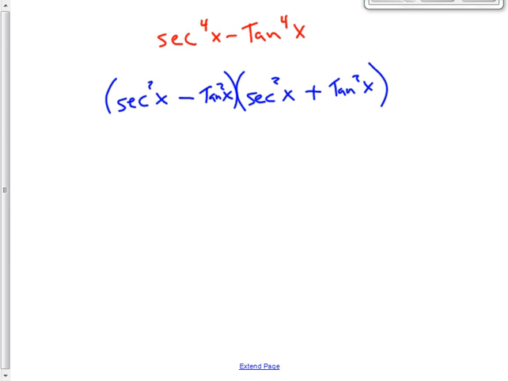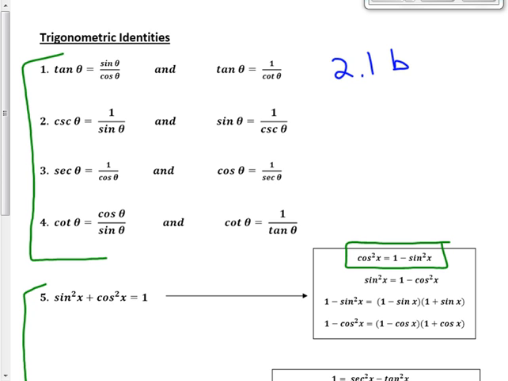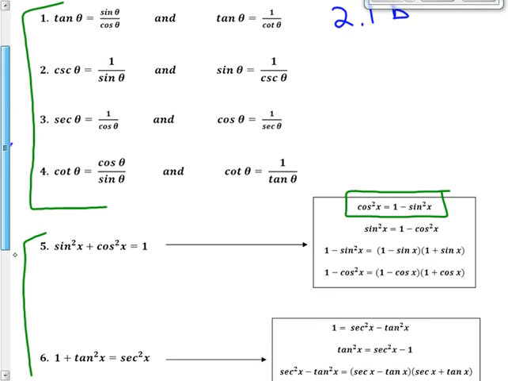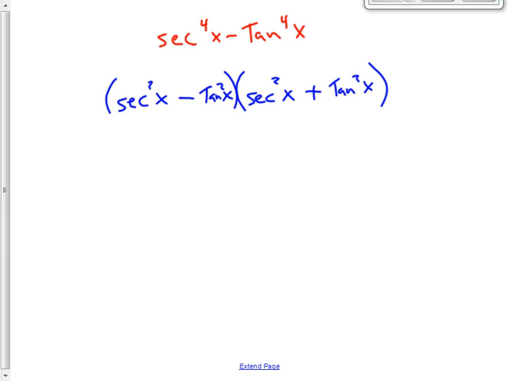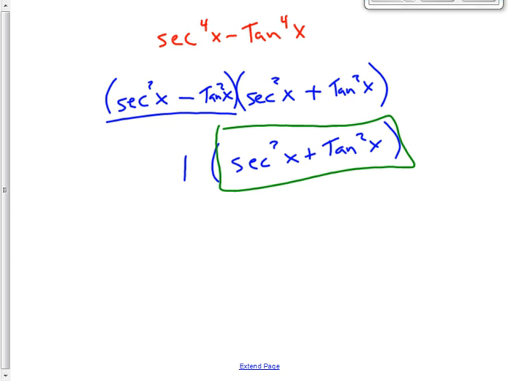Okay, now I have some squareds. Well, that again brings me back to this original sheet that we started with, looking for a secant squared and a tangent squared. Well, if I look at the second one, secant squared x minus tangent squared x is actually equal to 1. And so when I go back here, this portion is actually equal to 1. So I get secant squared x plus tangent squared x. That's one of the options in my book. Okay, secant squared x plus tangent squared x. 1 times that doesn't really do anything.